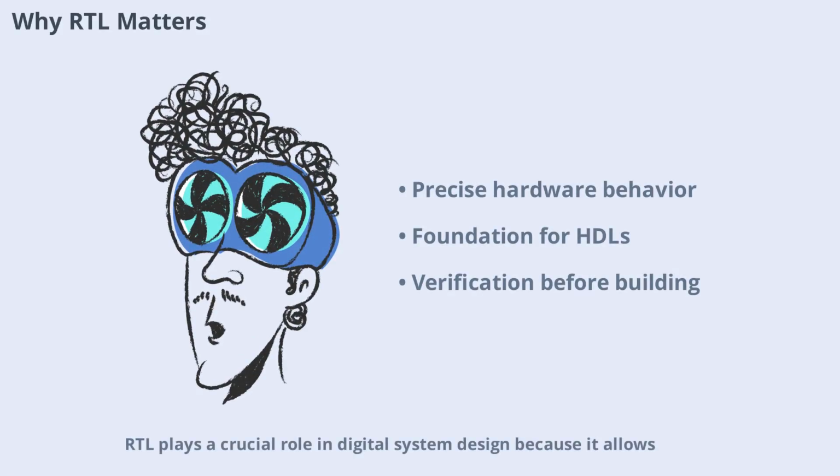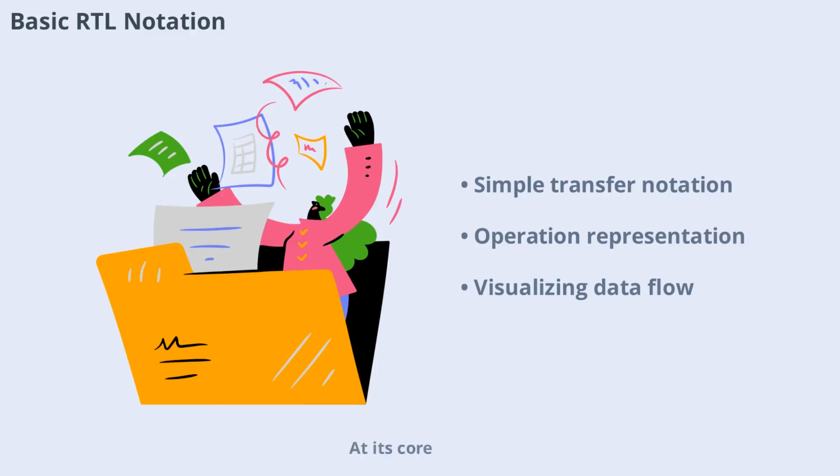RTL plays a crucial role in digital system design because it allows engineers to precisely describe how data is processed and transferred within a system. By using RTL, designers can create clear and unambiguous specifications for hardware behavior. This clarity is vital for verifying that a design will function as intended before it's built. RTL also serves as the foundation for hardware description languages like VHDL and Verilog, which are used to create real-world digital circuits. At its core, RTL uses simple notations to represent data transfers and operations.